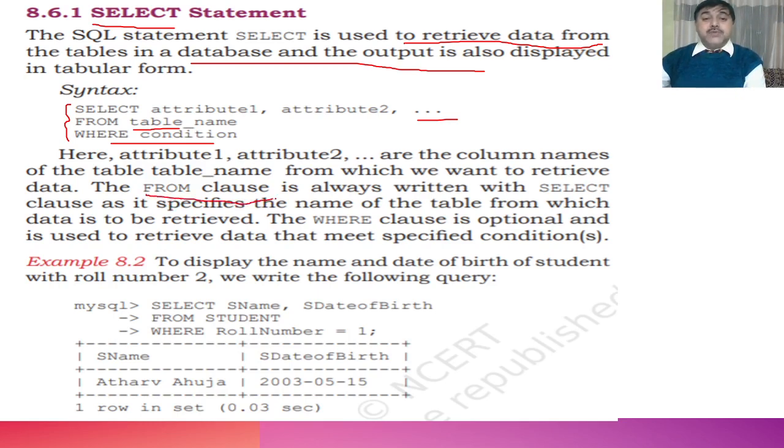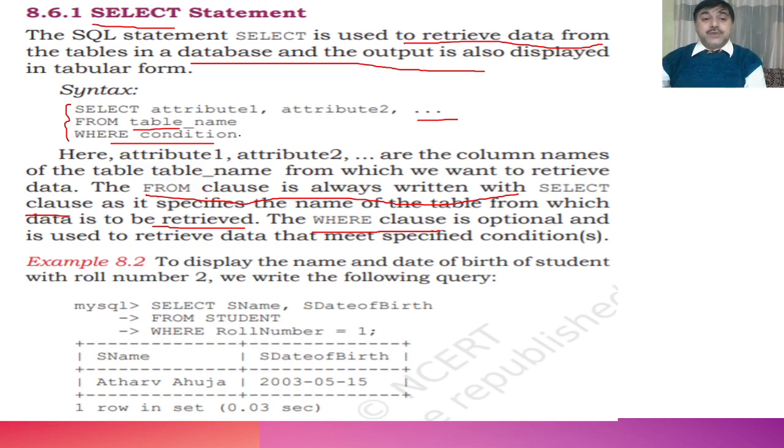Then where the condition. From is a clause. The from clause is always written with a select clause to specify where we can retrieve the data or the value from. Now where means we are giving a condition. So this particular part is optional.